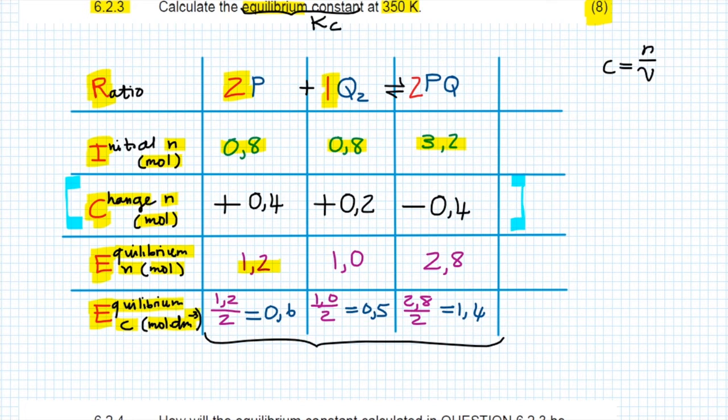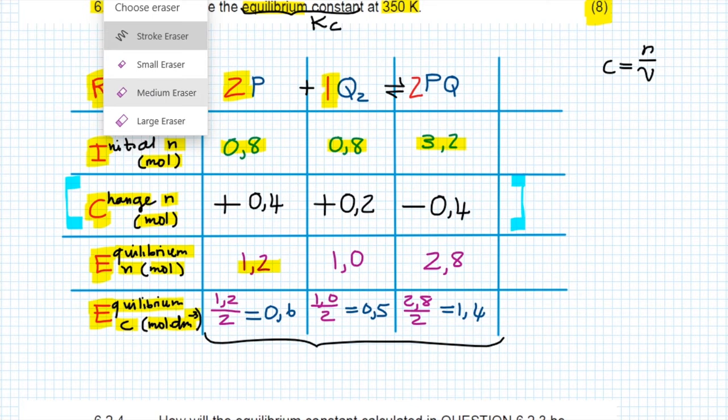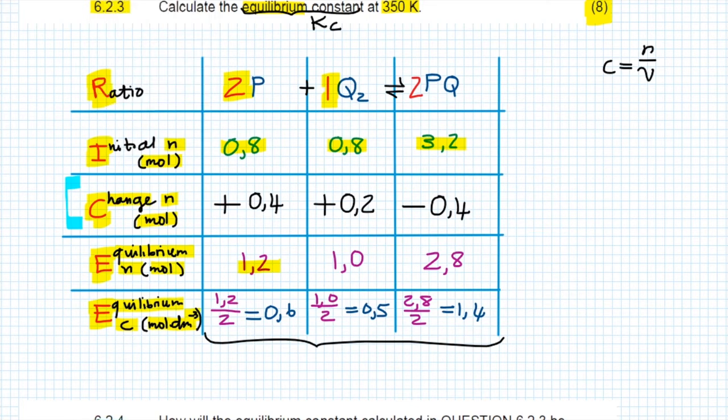So now we have enough information to work out the Kc value. Remember that when we write Kc, Kc is going to equal the concentration of the products divided by the concentration of the reactants, where each concentration will be placed to the power of the number in front of the chemical formula of each of the compounds, right? So we know that the product in this reaction is PQ. We take the concentration of PQ.